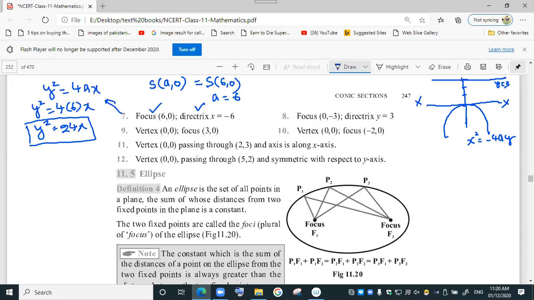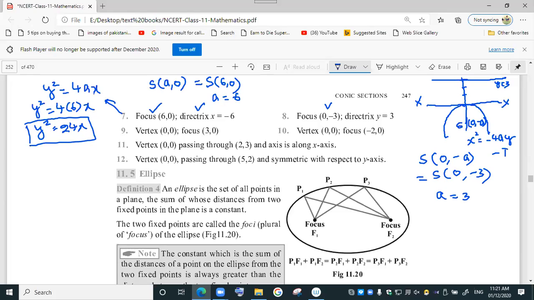So that means its focus will lie somewhere here on the y-axis. On the y-axis the x coordinate is 0, and (0, minus a) will be its focus. So here the focus is (0, minus a), and here you have been given the focus as (0, minus 3). So a is equal to 3. You are getting a is equal to 3.